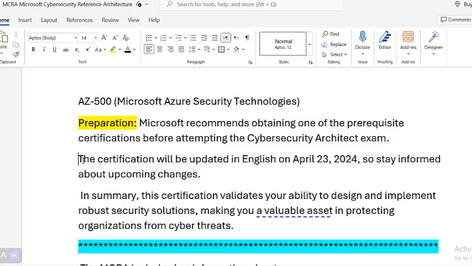So stay informed about incoming changes. In summary, this certification validates your ability to design and implement robust security solutions, making you a valuable asset in protecting organizations from cyber threats. So I would advise you, if you want to take all these cybersecurity architect certifications, you have to know the basics. Like I would take a bit of a Cisco training, knowing the network.